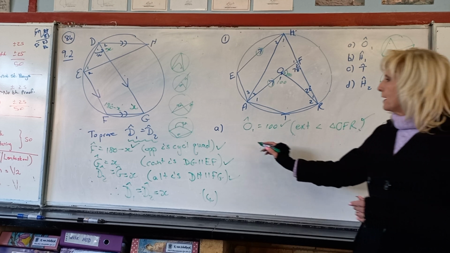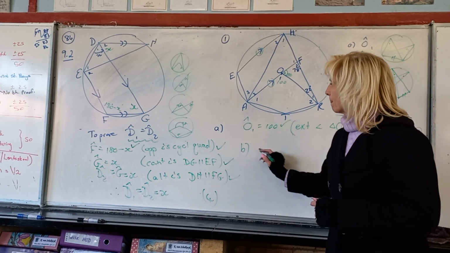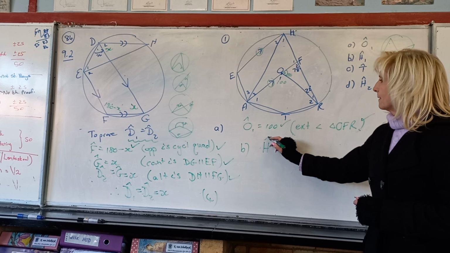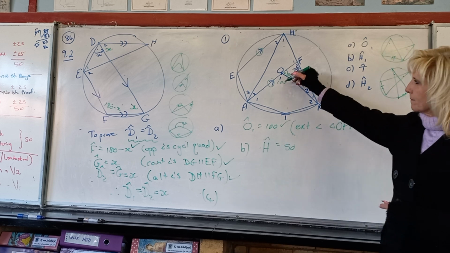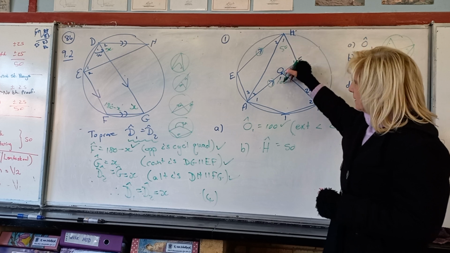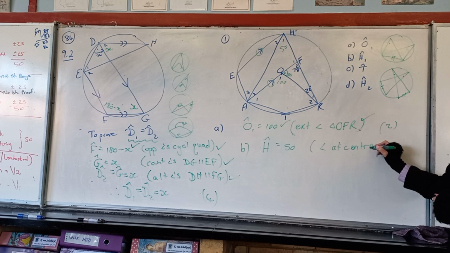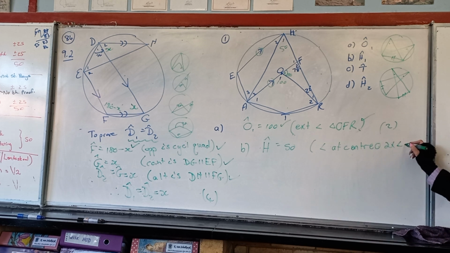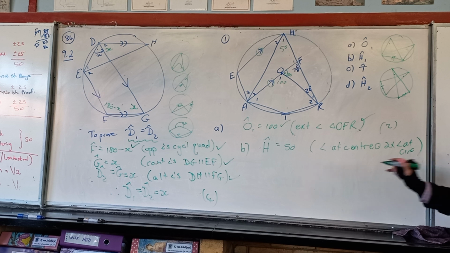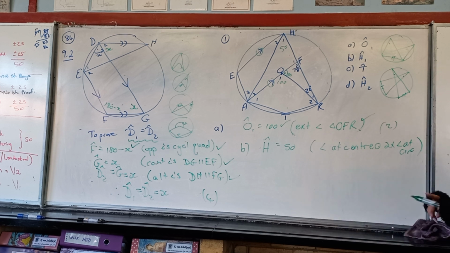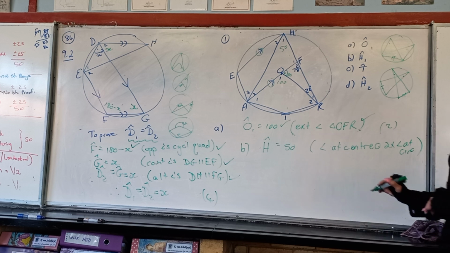The B part, to find H then. Why is it 50? Oh, because it's that angle at the center twice the angle at the circumference. Okay, and don't use your own abbreviations. You can write a little bit more, but you can't just say angle at the center of a circle, and nobody knows what's going on there. There are allowed and not allowed abbreviations.